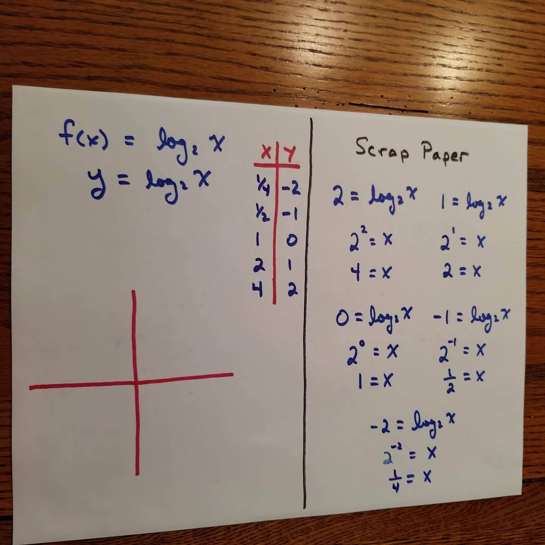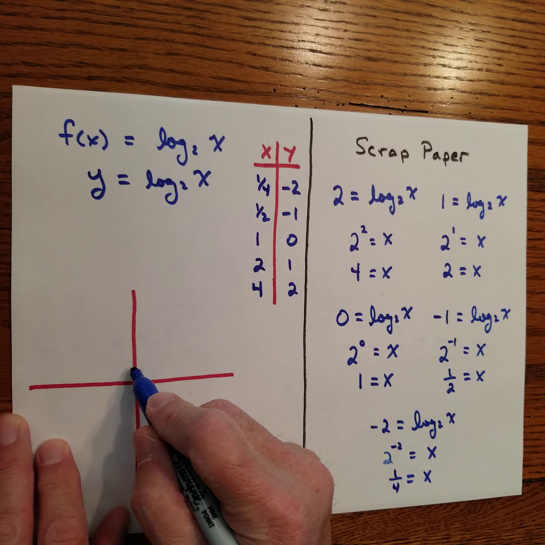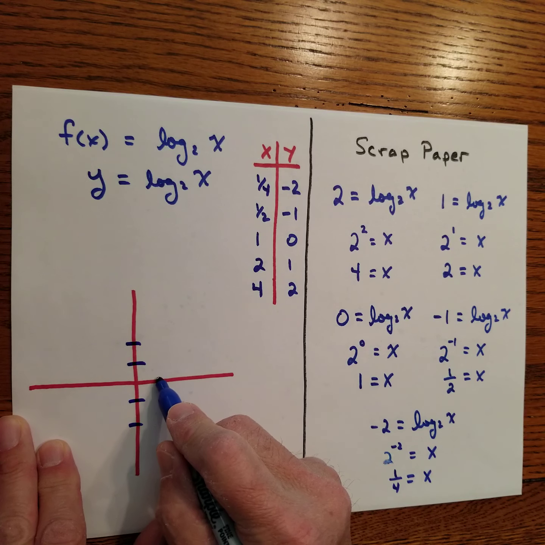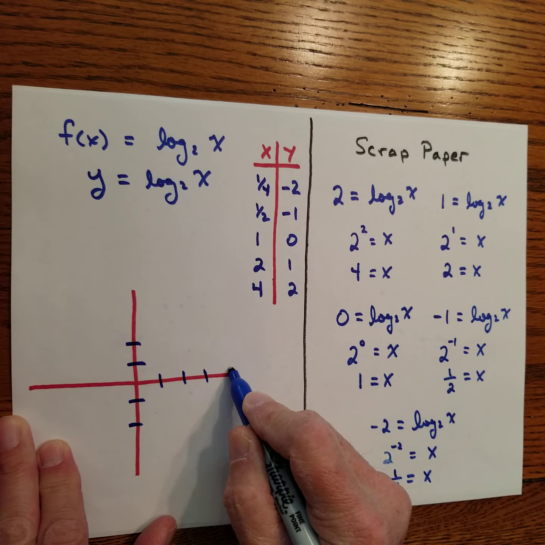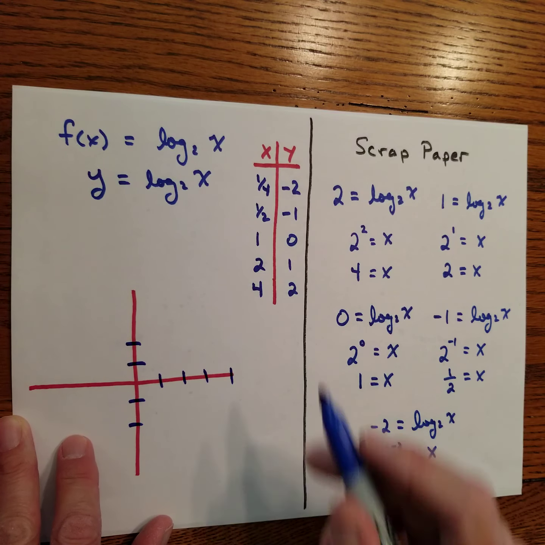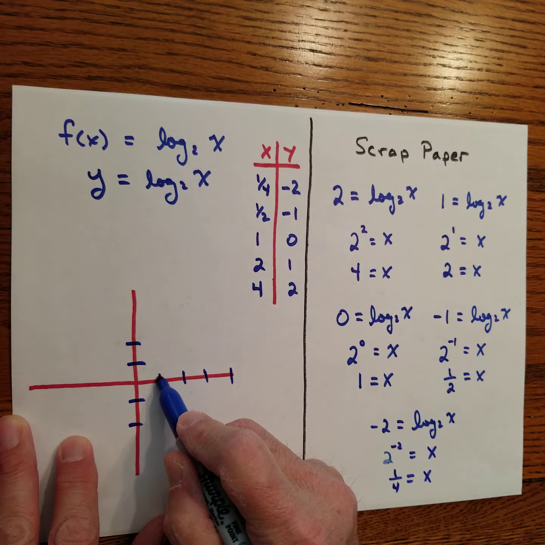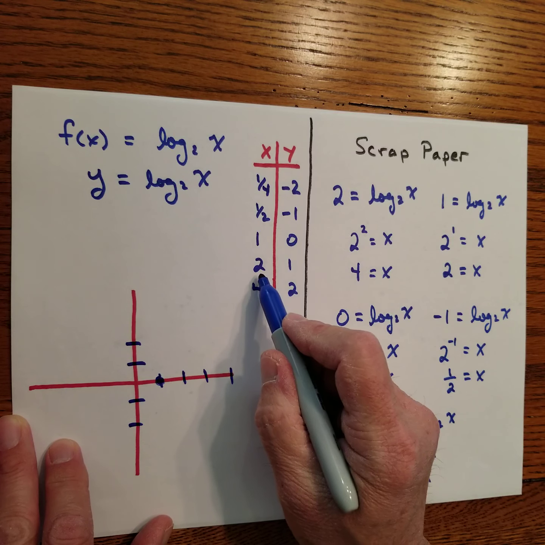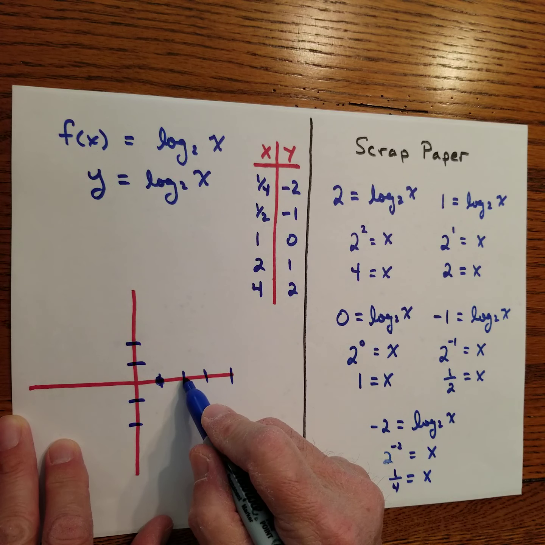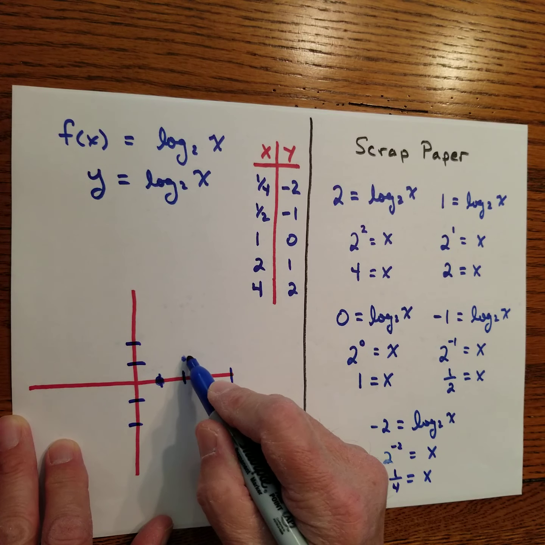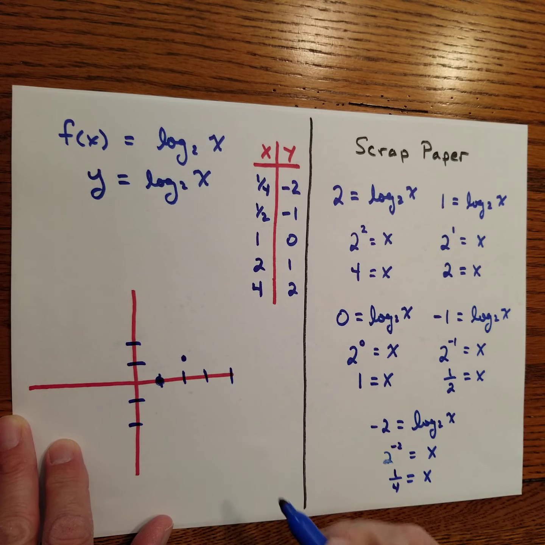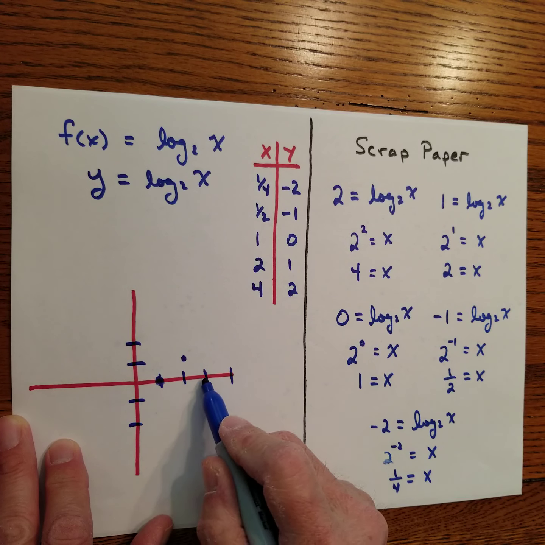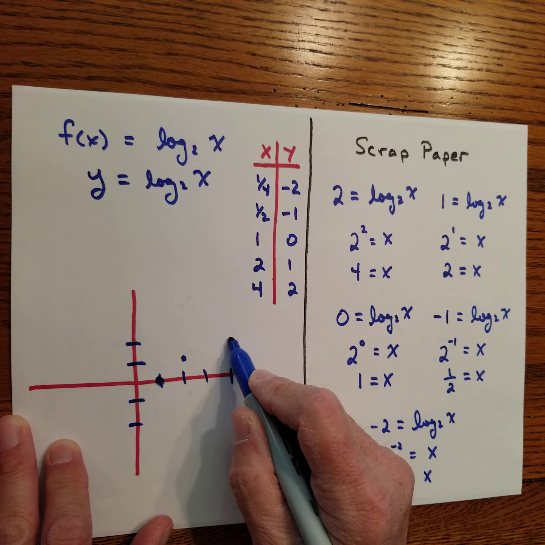All right, let's plot our points. My y's are 1, 2, -1, -2. When x is 1, y is 0. When x is 2, y is 1. When x is 4, y is 2.